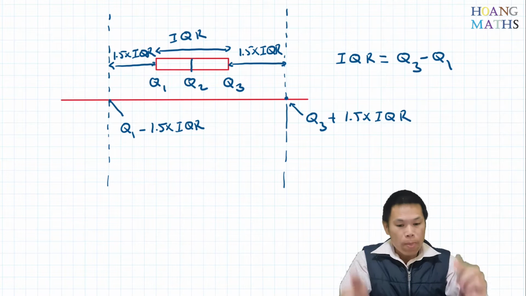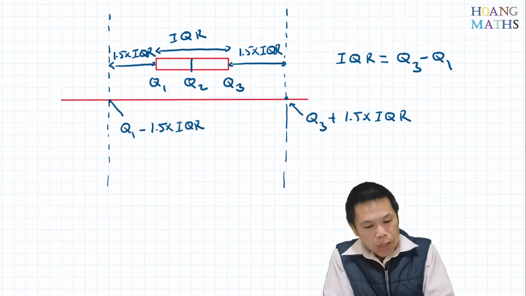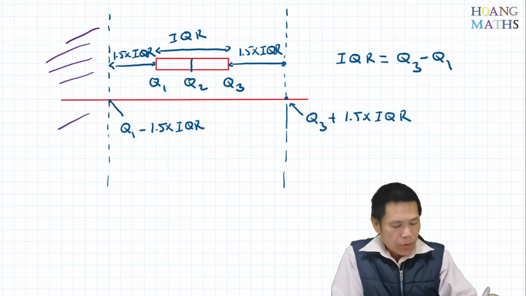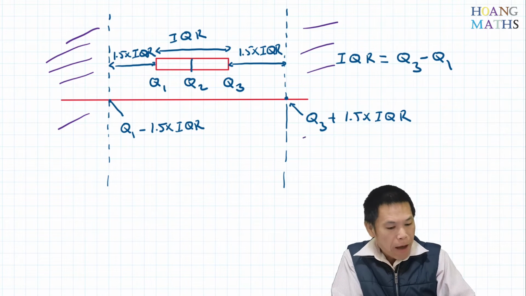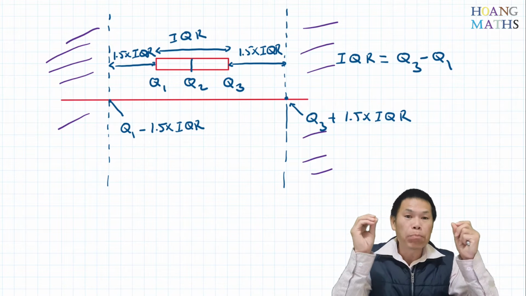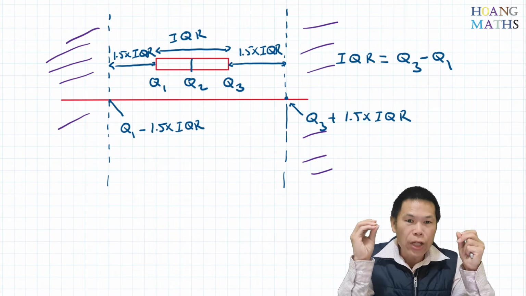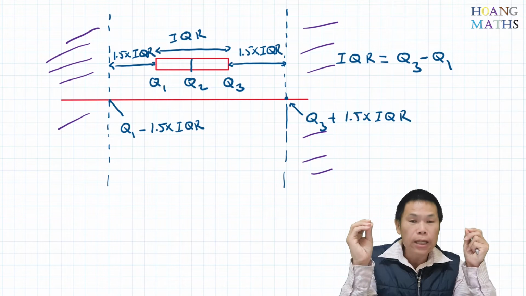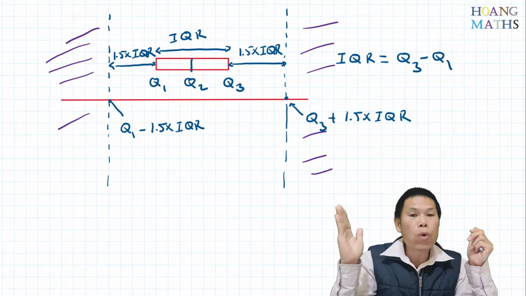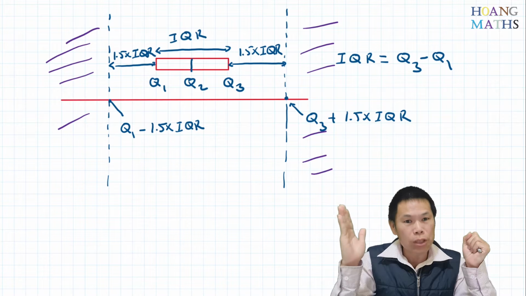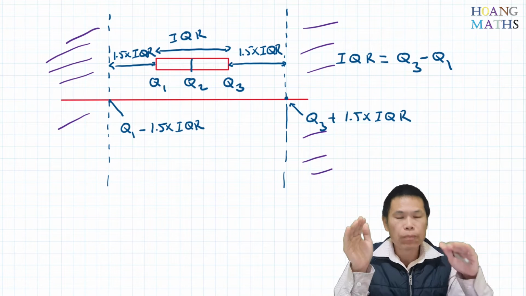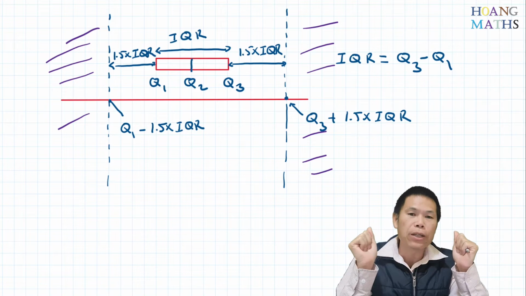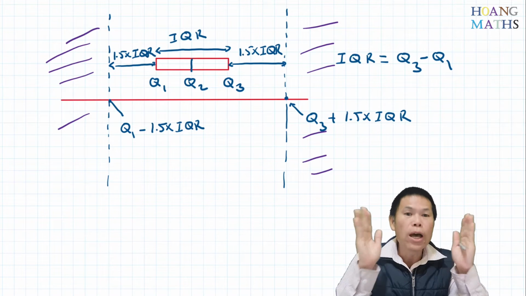So therefore, anything that is below this is an outlier. And any score that is above Q3 plus 1.5 times the interquartile range is an outlier as well. So just remember that. Anything below Q1 minus 1.5 times the interquartile range is an outlier. And any score above Q3 plus 1.5 times the interquartile range is also an outlier.